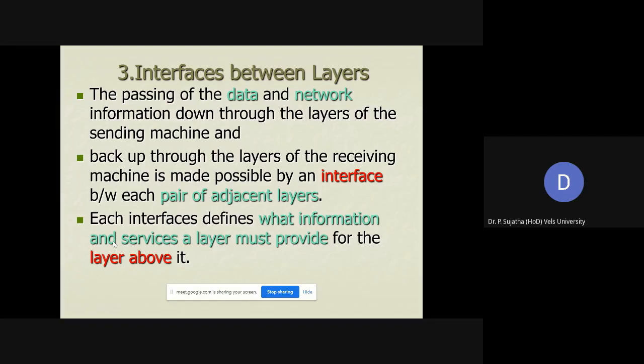So the third one is interface between layers. What do you mean by interface? Suppose you want to hand over a book to your friend. You need some connection, am I right? With the help of your hand, you give your book to your friend. Similarly, for the physical layer and the data link layer, something should be there for connecting those two. If it has some connection, then only it is possible to transmit the information. Am I right or not?